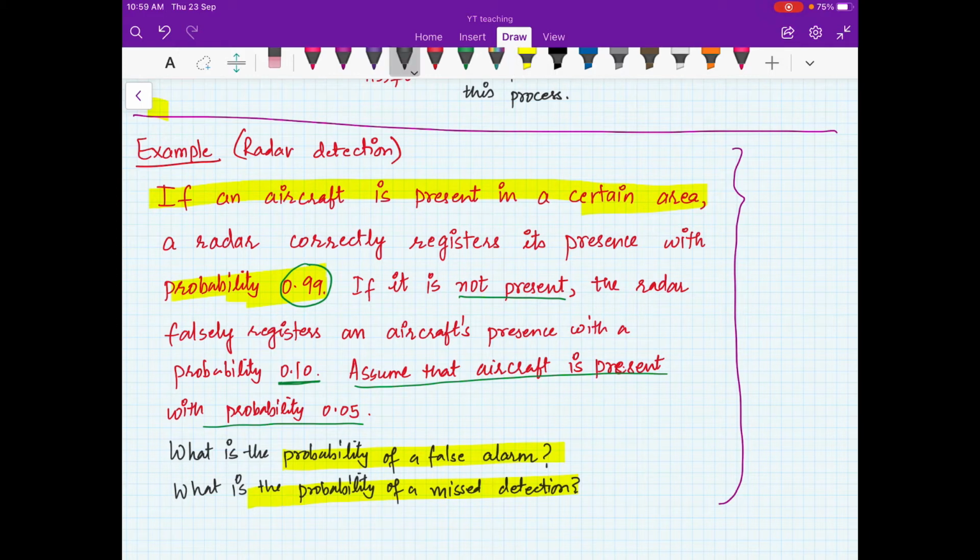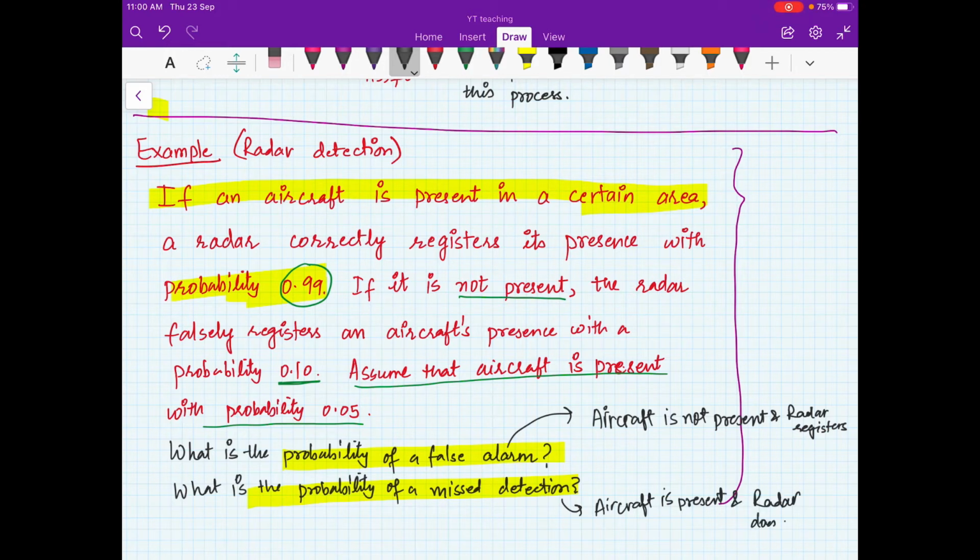What is a false alarm? False alarm means the aircraft is not present and the radar registers. And missed detection means the aircraft is present and the radar does not register. Now you know these events and you want to compute the probabilities of these two events.